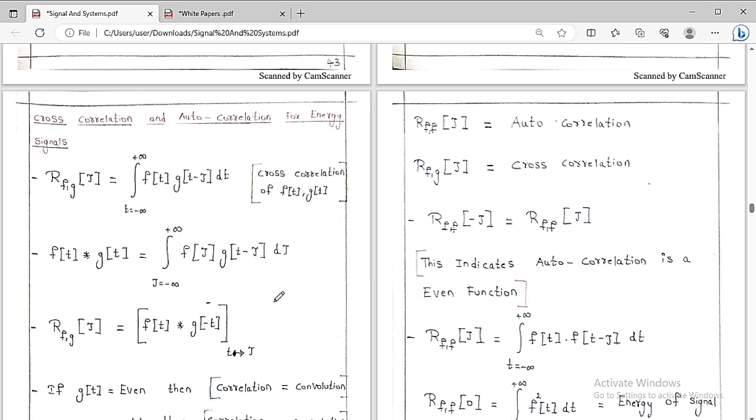Autocorrelation means you are doing it with the same function. Cross correlation means with a different function. I already told you, autocorrelation means you are doing the same function, and cross correlation means you are doing it with different functions.